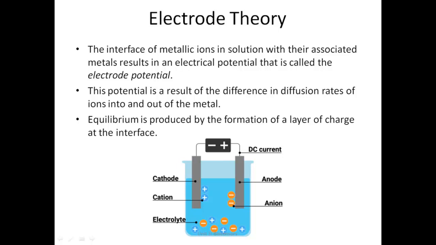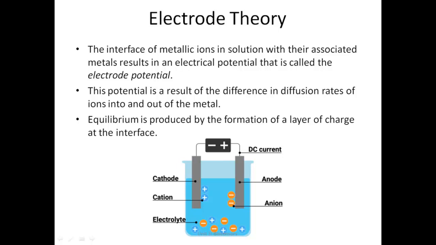You all must have studied this in your elementary classes. So what does electrode theory actually state? It says that the interface of metallic ions in solution with their associated metals results in an electric potential that is called the electrode potential. That is, whenever you dip a metal into its ionic solution, there is always a potential developed at the electrode, and that is called electrode potential.